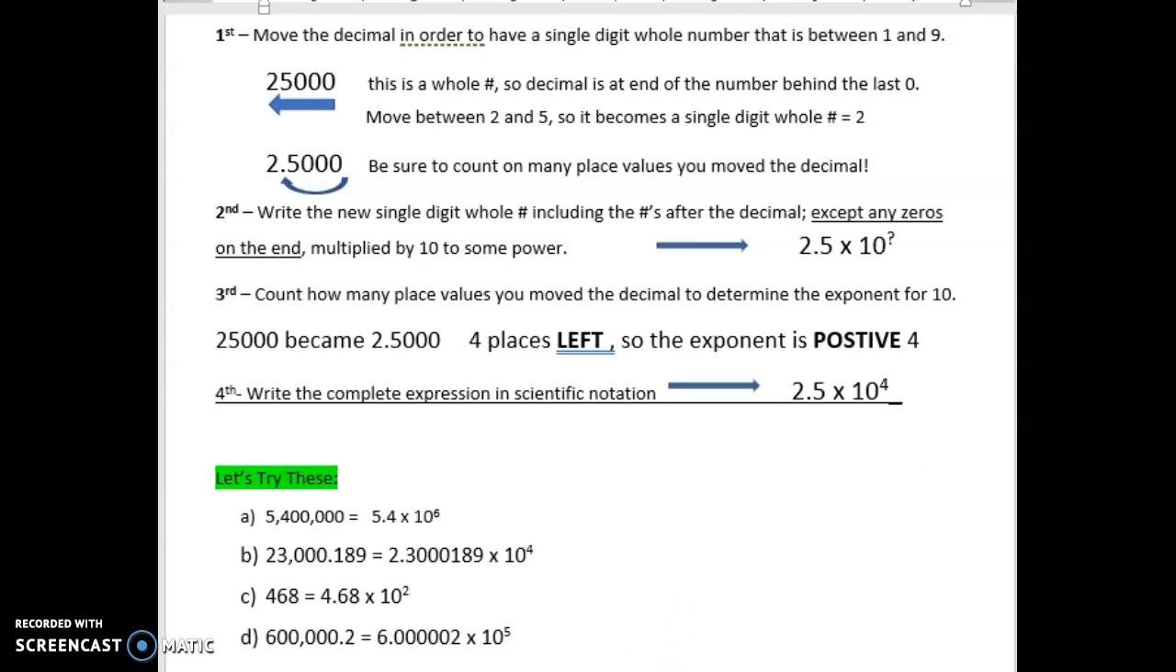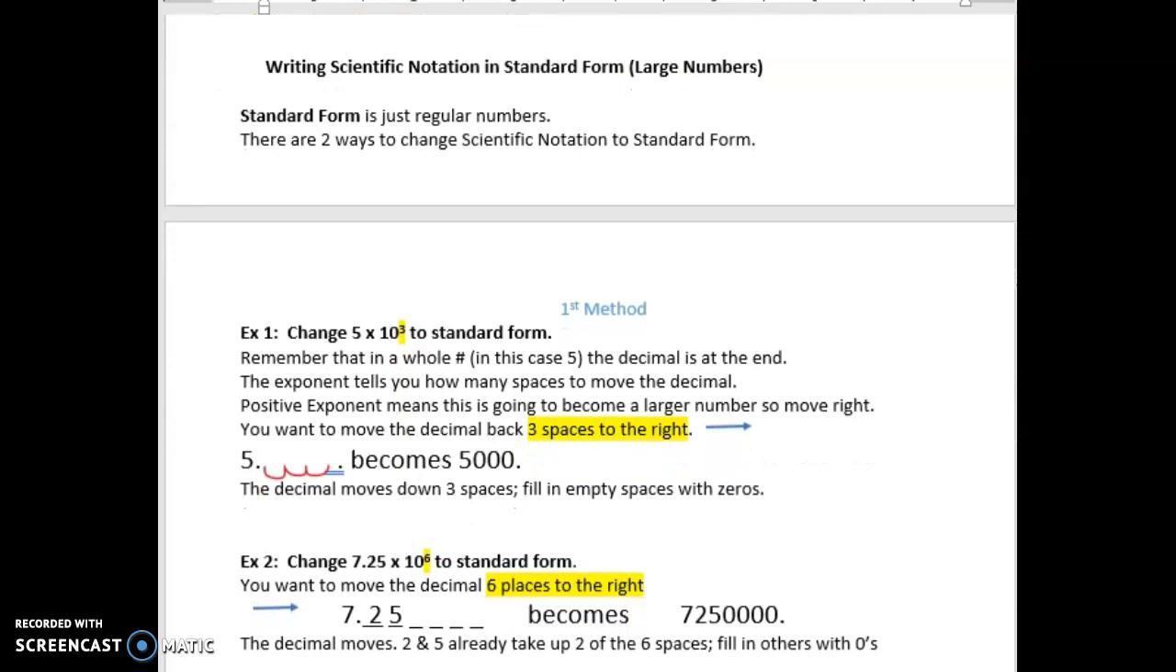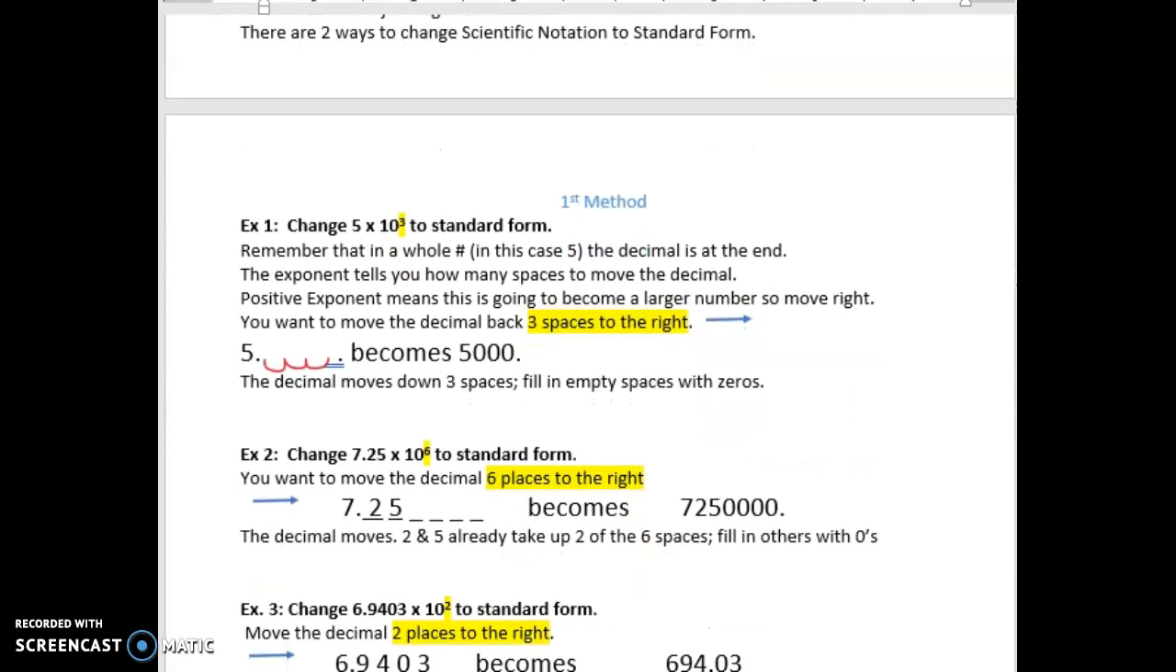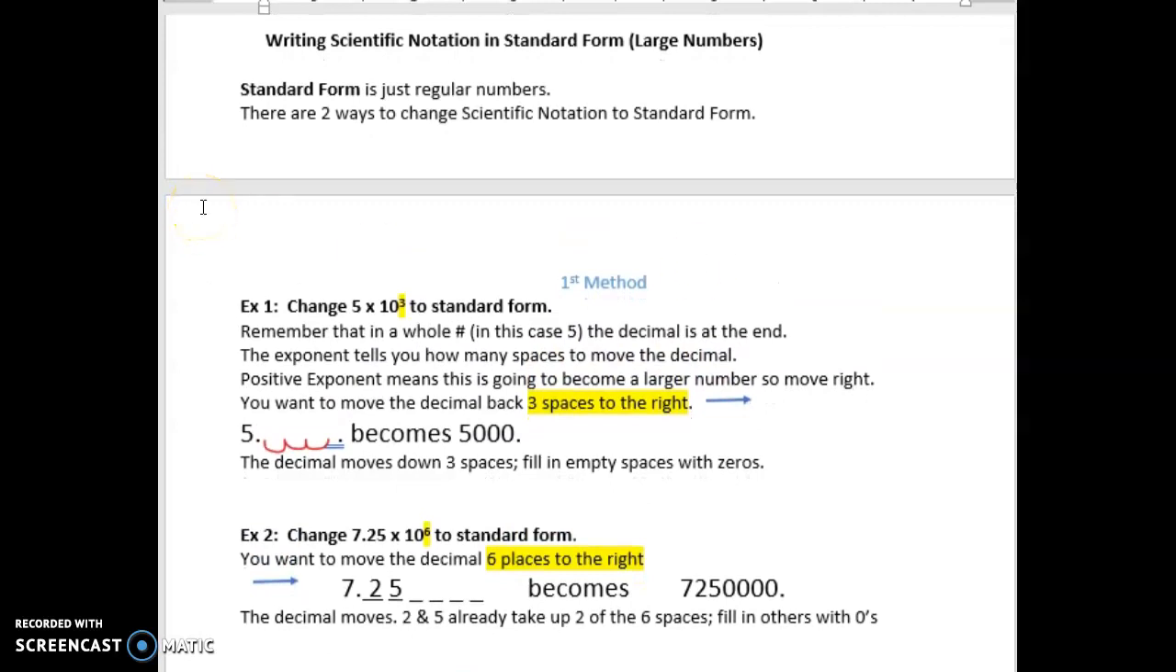Well, that was easy. So what if we had to work it the opposite way? What if we had to write scientific notation into standard form? Well, all standard form is just regular numbers. And there's two different ways that you can take scientific notation and rewrite the expression in standard form. So the first method would be to be paying attention to these exponents and understanding that the exponent is how many times you move the decimal.